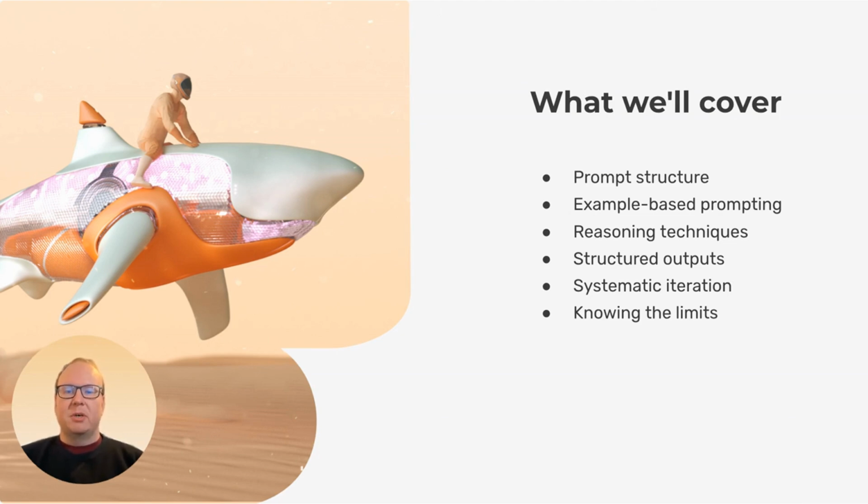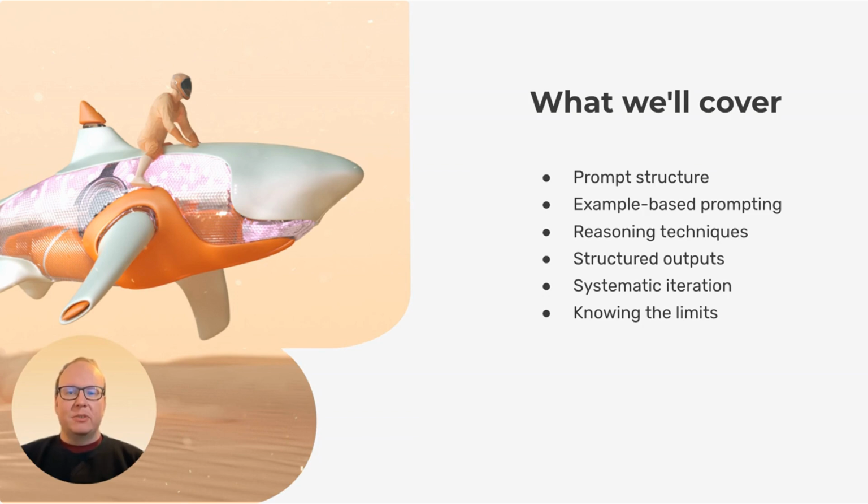How you organize a prompt matters more than the specific words you use. We'll look at system prompts, user messages, and how to set up the conversation format that LLM APIs actually expect. Then we'll cover example-based prompting. Giving the model examples of what you want is one of the most effective ways to get consistent outputs. We'll look at when you need 0, 1, or several examples, and how to choose good ones.